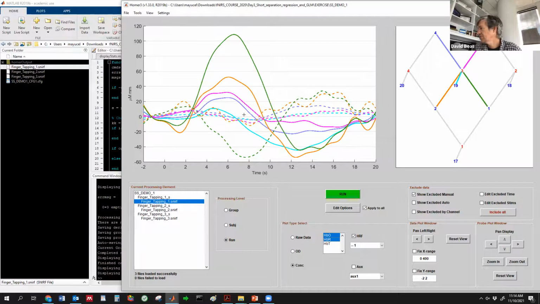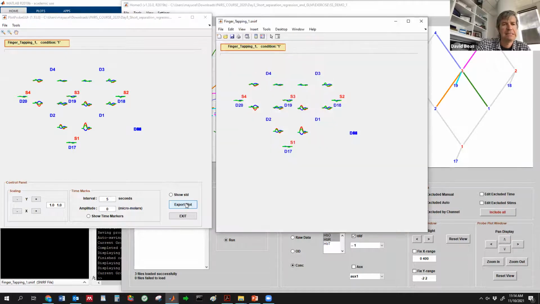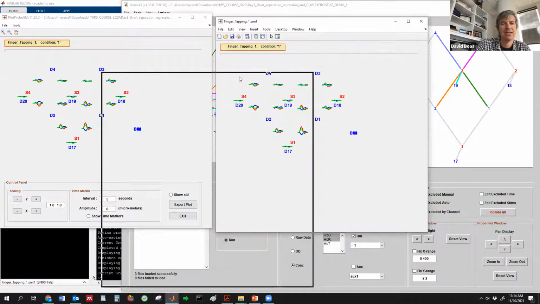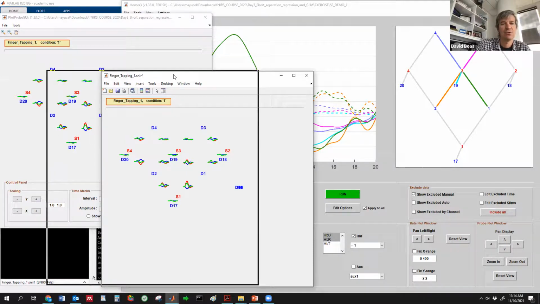Now, if we want to, let's go ahead and view plot probe here to see all the channels. So you can kind of see a localized response. So that seems to be working reasonably well. I'm going to export this plot, create another figure, because I'm going to want to compare this with the result we get with short separation regression.